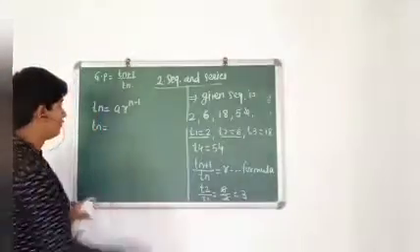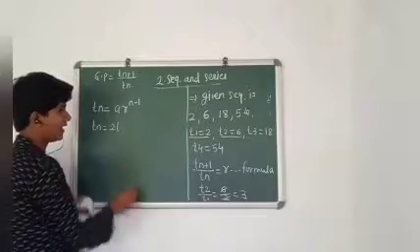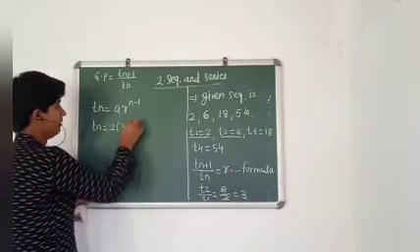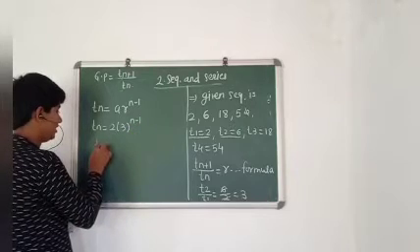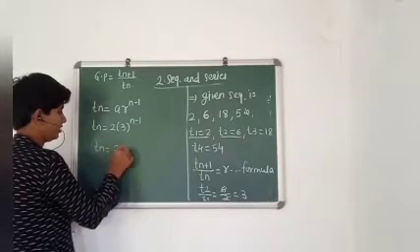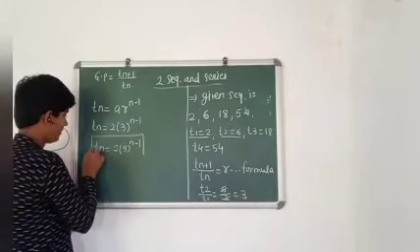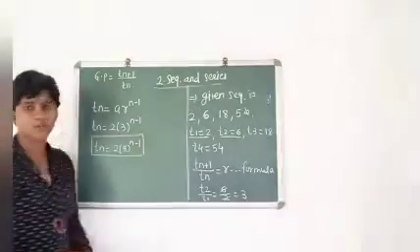So substitute: Tn is equal to A, the first term, which is also denoted by T1. The value of A is 2, into R, the common ratio, which is 3, raised to n minus 1. So Tn is equal to 2 into 3 raised to n minus 1. This is the nth term of the geometric progression.